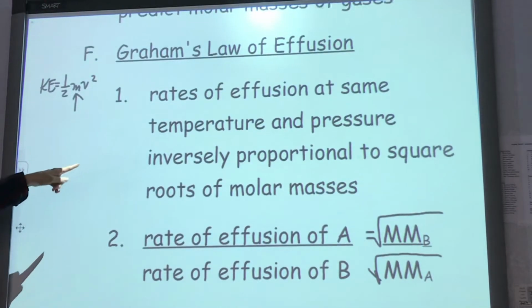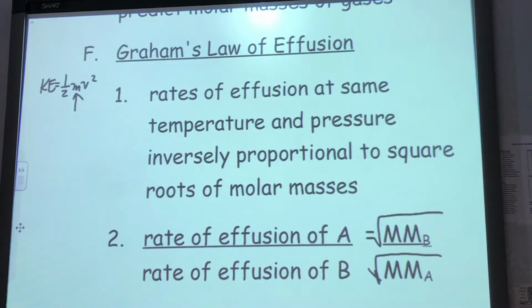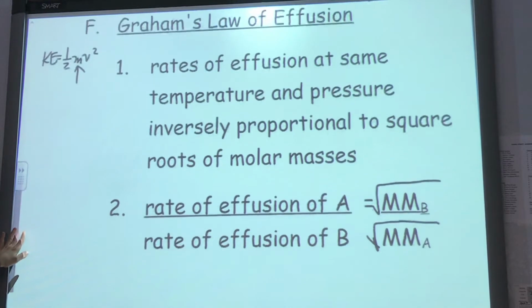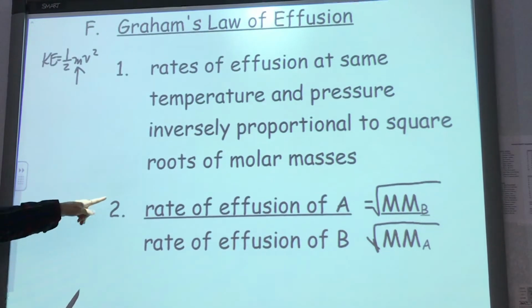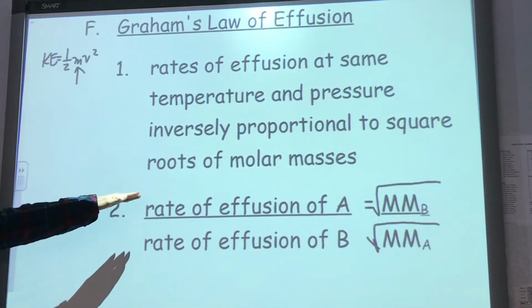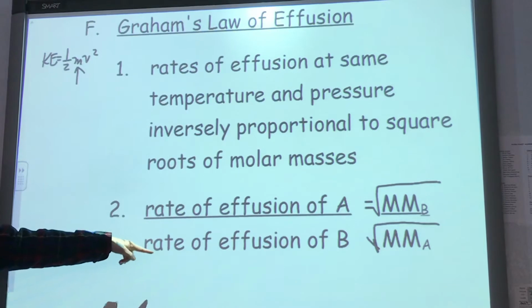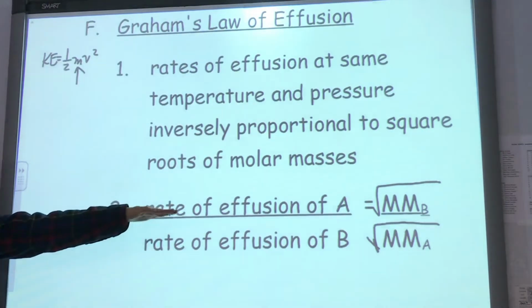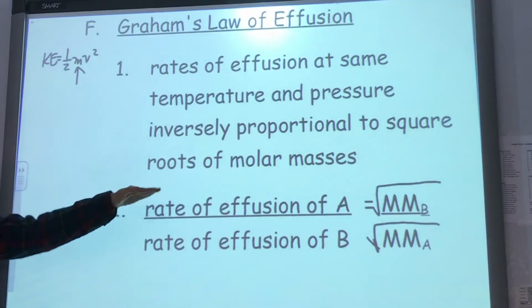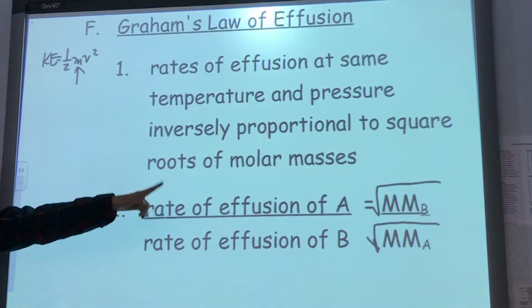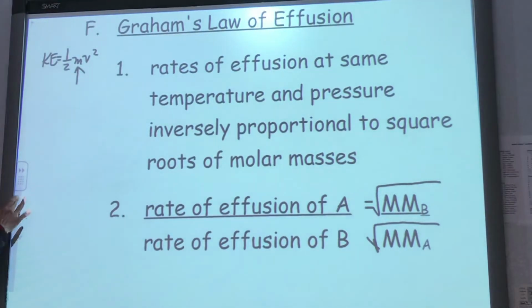And what he stated was this: the rates of effusion, again at the same conditions of temperature and pressure, are inversely proportional to the square roots of the gases' molar masses. Kind of cool. So in math terms, the rate of effusion of A over the rate of effusion of B is going to be equal to the square root of the molar mass of B divided by the square root of the molar mass of A. So what does this mean?